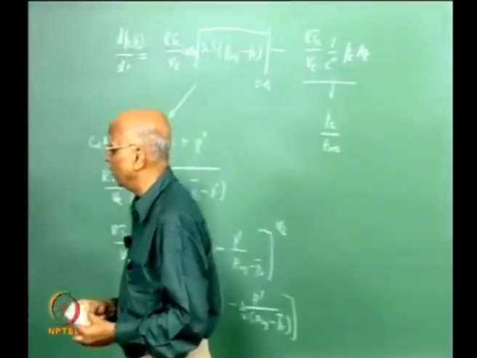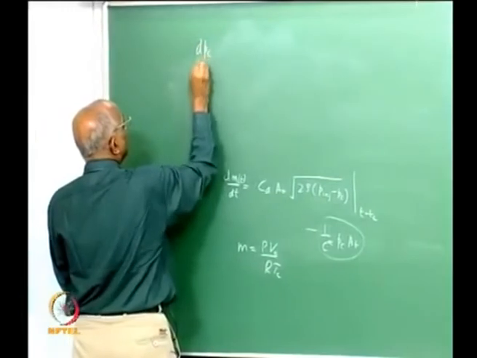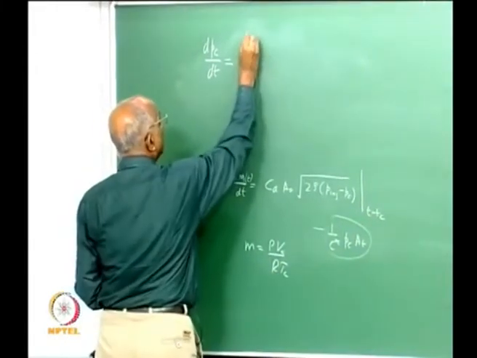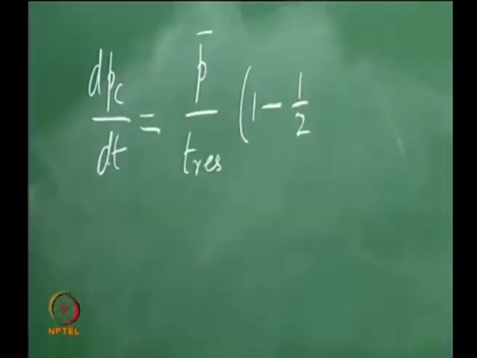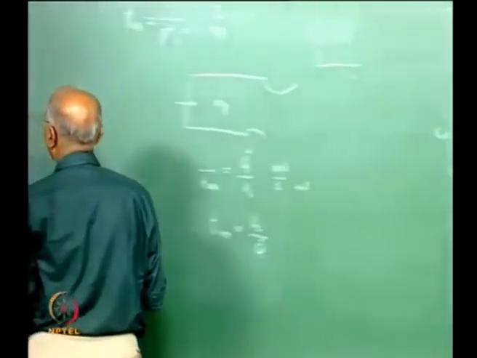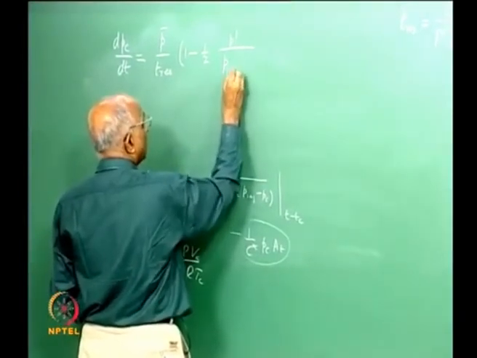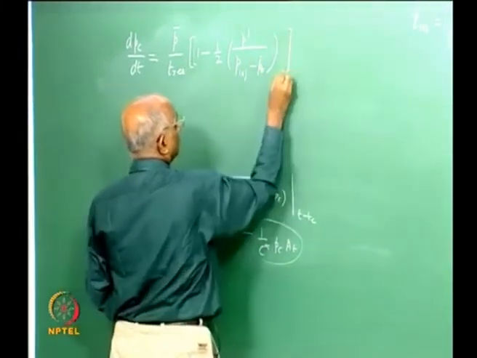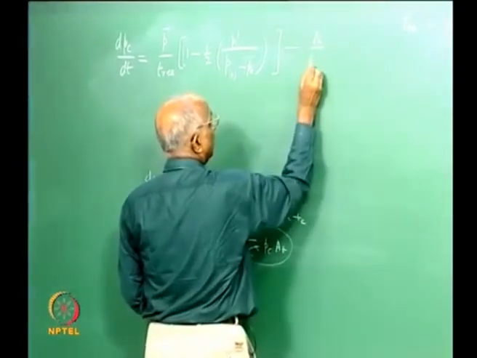My equation gets terribly simplified, and now I am able to write this equation as dPC by dt equal to, let us put that down, I get the value of P bar by T residence into 1 minus half of the pressure perturbation divided by the pressure of injection minus the steady value over here, minus the value corresponding to the last term, which we call PC by T residence.